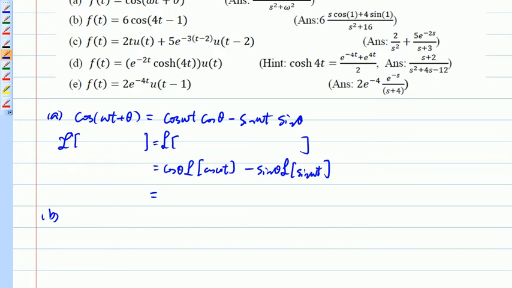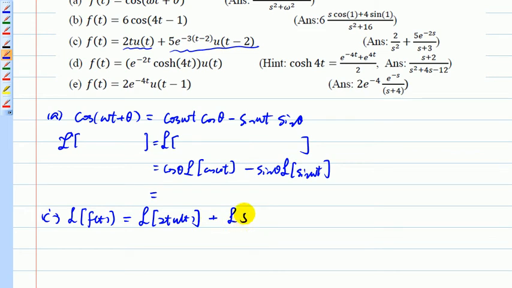So for part B, it's basically a special case of A, and nothing much. You can do what you have done over here, or you can just simply plug in the formula, and that's fine with me. Now, for part C, this is a part where you need to make use of Laplace properties. Let's take a look at this one here. The function has two parts. Laplace transform of f of t is Laplace transform of 2t u of t, and Laplace transform of 5 e to the negative 3 times t minus 2, u of t minus 2.